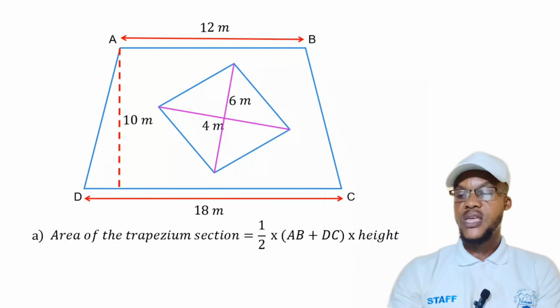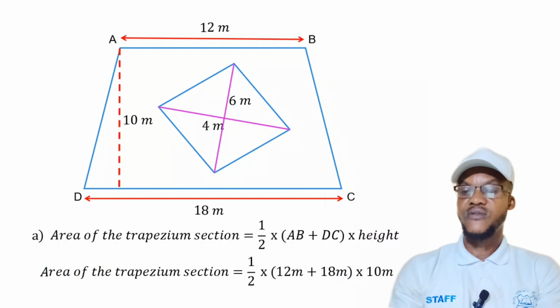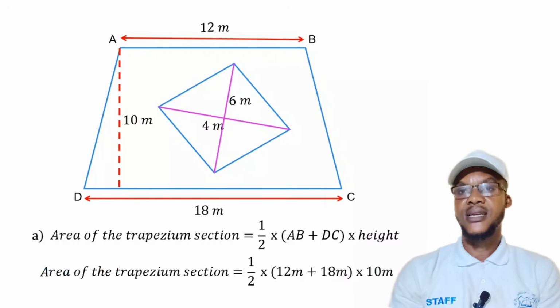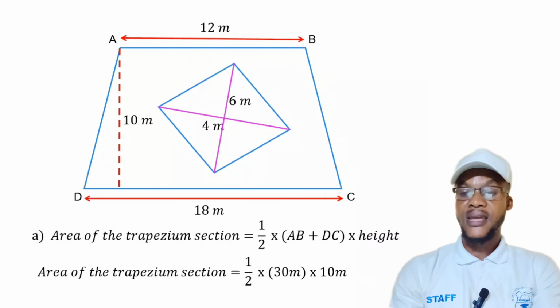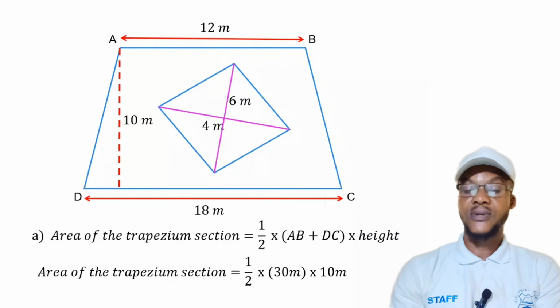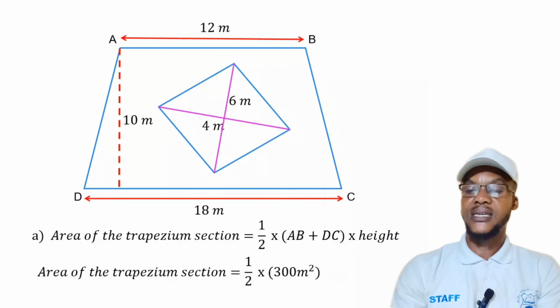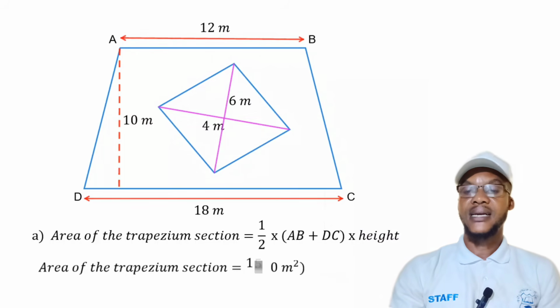So we know AB as 12 centimeters, and DC as 18 centimeters, and then our height is also 10 centimeters. So we multiply all of them and we are good to go. Half multiplying 30, because if you add 12 to 18, we are getting 30. Then we multiply once again, and we are going to get half multiplying 300 meters squared.